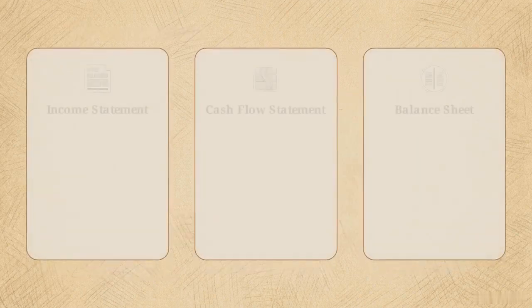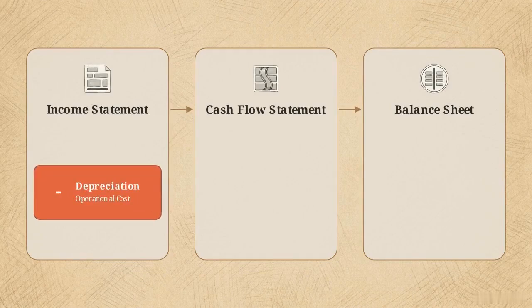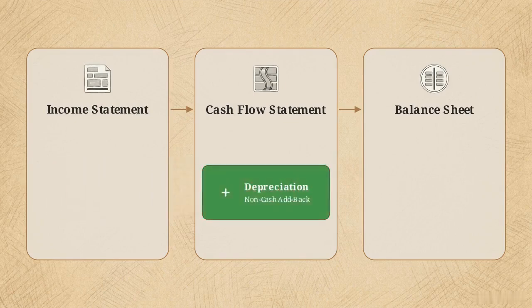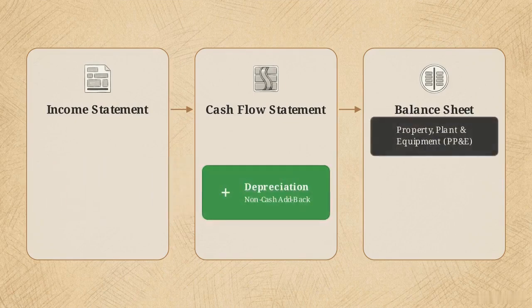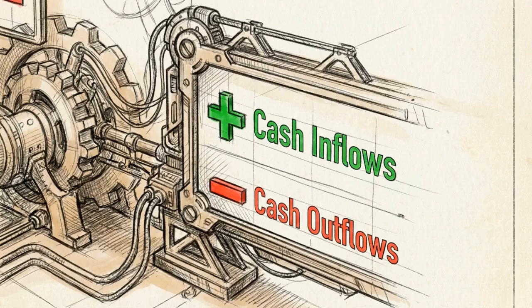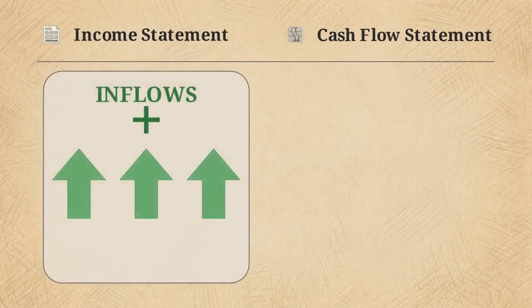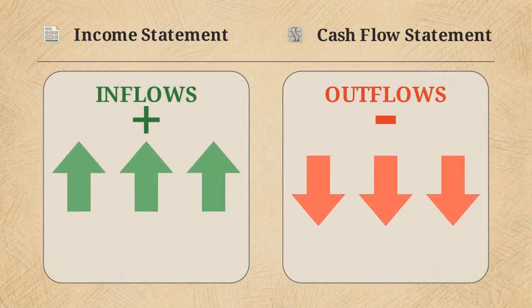Non-cash expenses follow a strict three-step life cycle. Depreciation starts as an operational cost on the income statement. Since no actual cash left the business, it is added back on the cash flow statement. And finally, it is subtracted from property, plant, and equipment on the balance sheet. Executing these links requires absolute sign discipline. Across both the income and cash flow statements, cash inflows are always positive, and outflows are strictly negative.